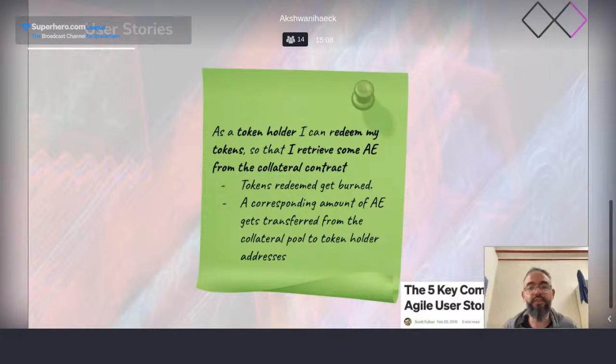So, as a token holder, I can redeem my tokens so that I retrieve some aeternity tokens from the collateral contract. Okay, here we are talking about an exchange somehow. Maybe this is some kind of automatic market maker. I don't know, or it seems more like a bonding curve to me. I don't know if you're familiar with that. If not, well, we can talk for hours about it. So the acceptance criteria of that user story are that tokens that are redeemed get burned, and a corresponding amount of aeternity tokens get transferred from the collateral, because that is the outcome of that user story that we want to achieve. These are the acceptance criteria by which I can validate that this user story is fulfilled.